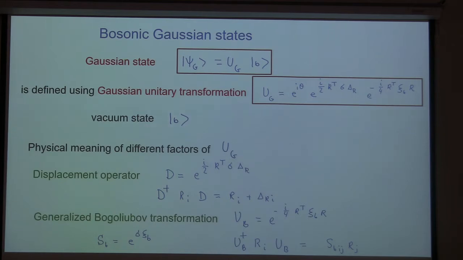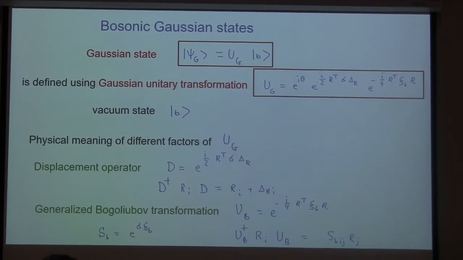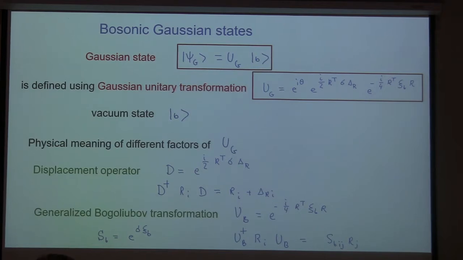And what I want to show is, let's say, when we sandwich this R operator, when this R is like X or P, something which is linear in creation and annihilation operators, between this displacement operator, well, we just shift this operator R. That's why we call it a displacement operator. Whereas if we take a Bogoliubov transformation and now we sandwich this R between this generalized Bogoliubov group of transformations, we get some kind of rotation.